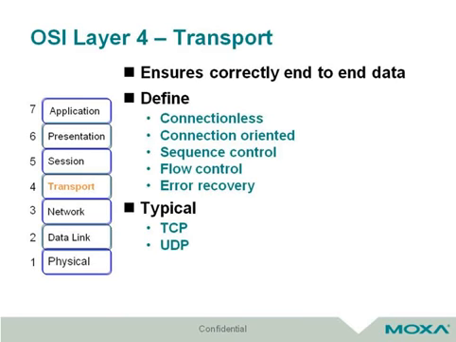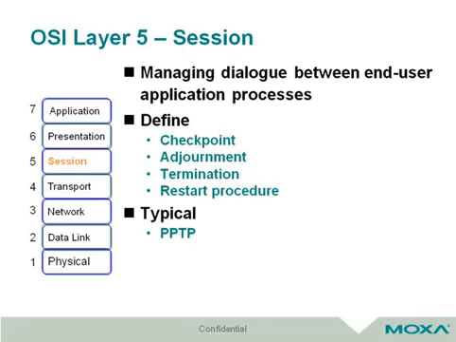Transport layer is the fourth layer. It ensures data to be sent correctly from end to end. Layer 4 defines if the protocol builds a connection before sending data. Does it need flow control? Or, when error happens, how to recover it? Two famous protocols are TCP and UDP.